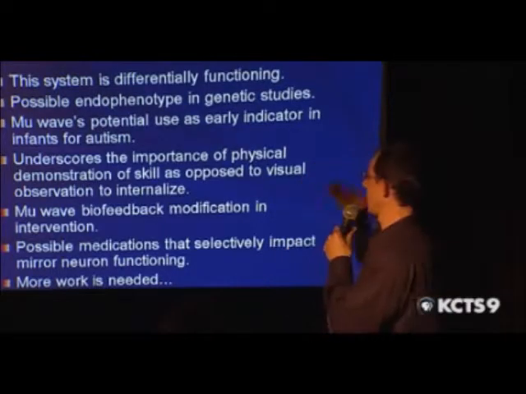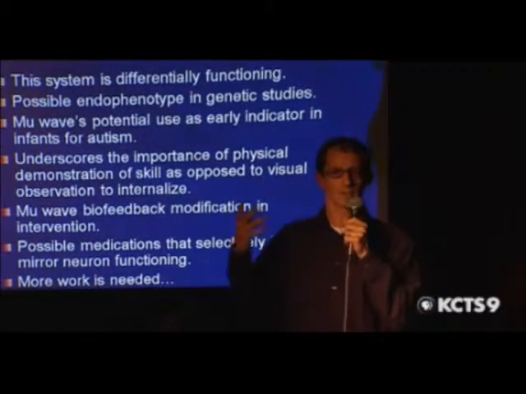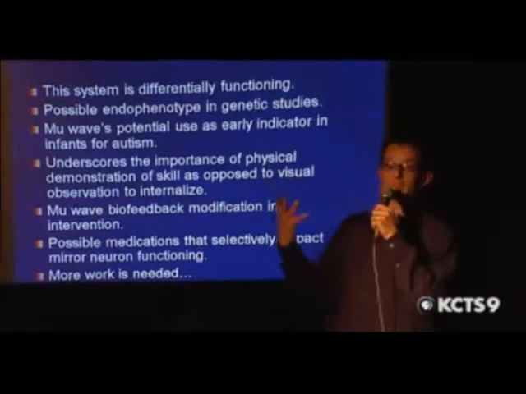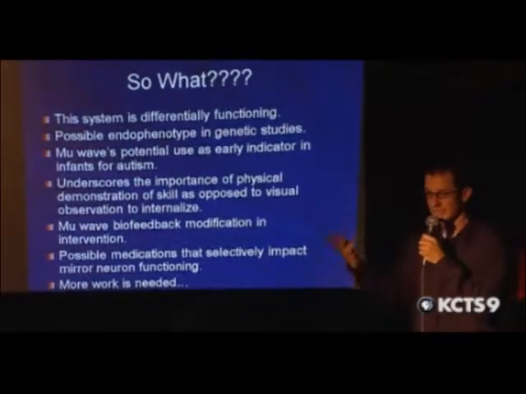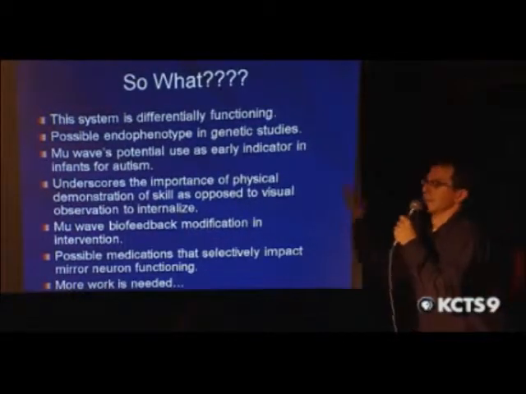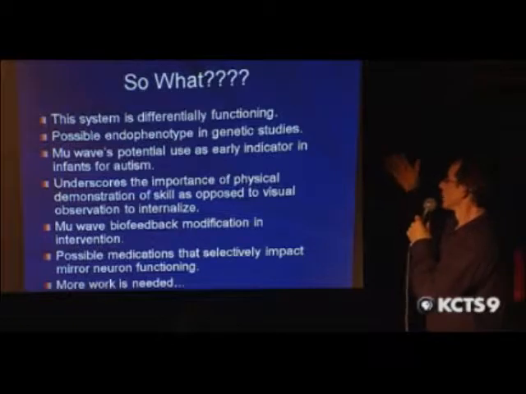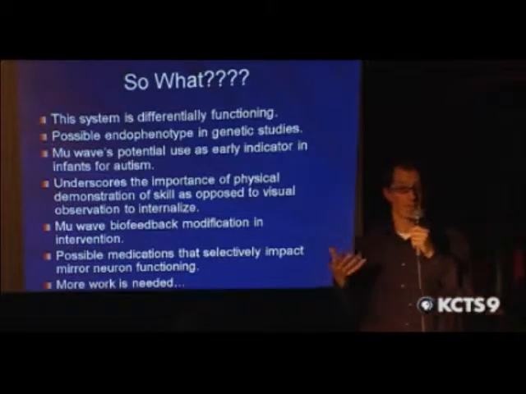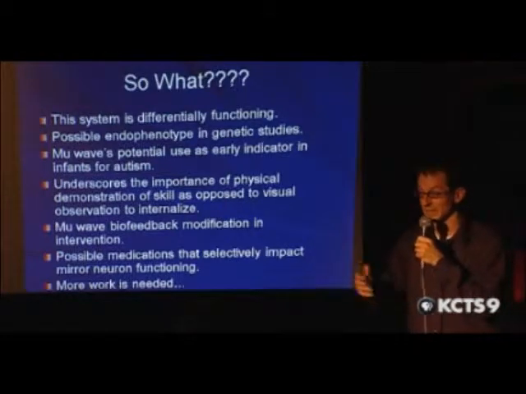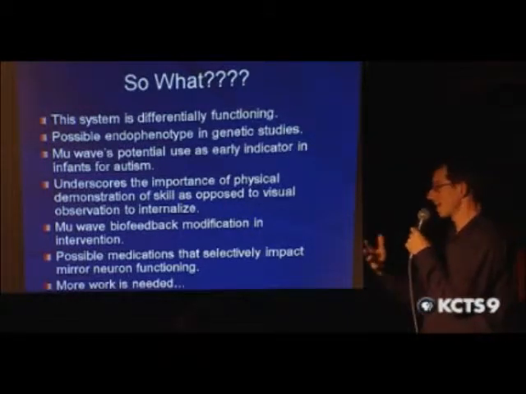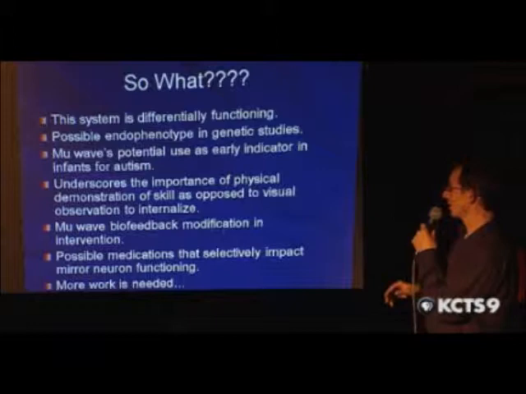So I have a slide here with a lot of words, to say, well, so what? You might think, great, this is exciting, we find this differential activity in our individuals with autism. But what does that mean? Who cares? Well, the first thing, as a scientist, I'm excited about is that we found a brain system that seems to be functioning differently in autism. That was more exciting for me, maybe not for the public at large.